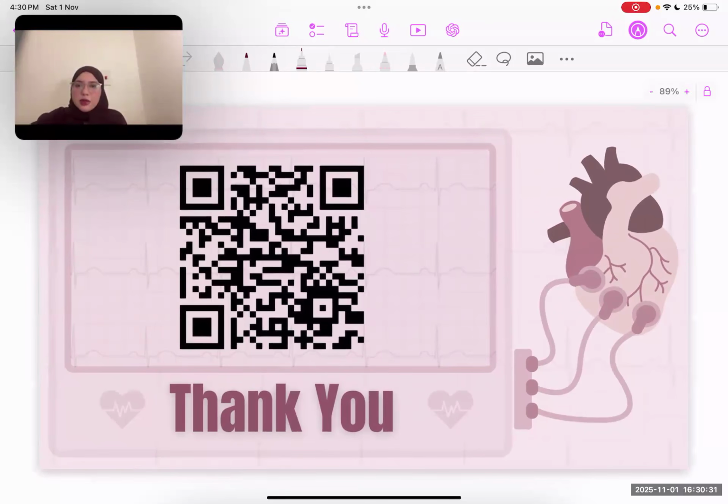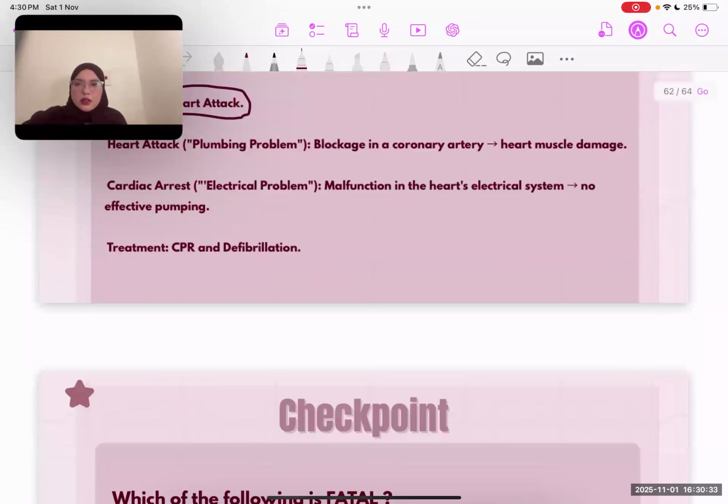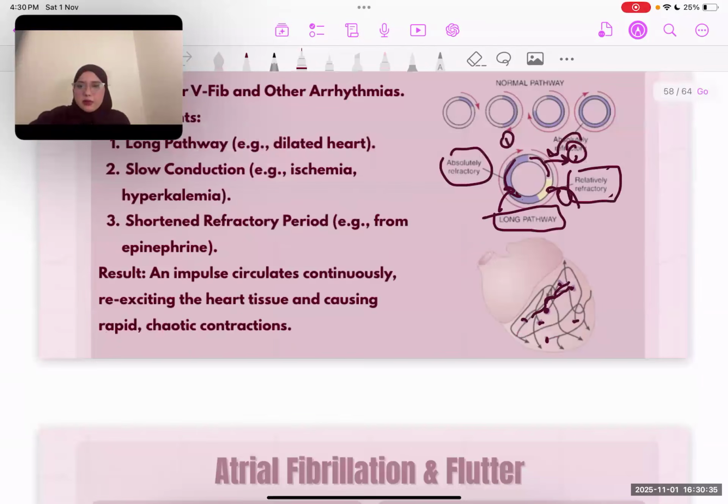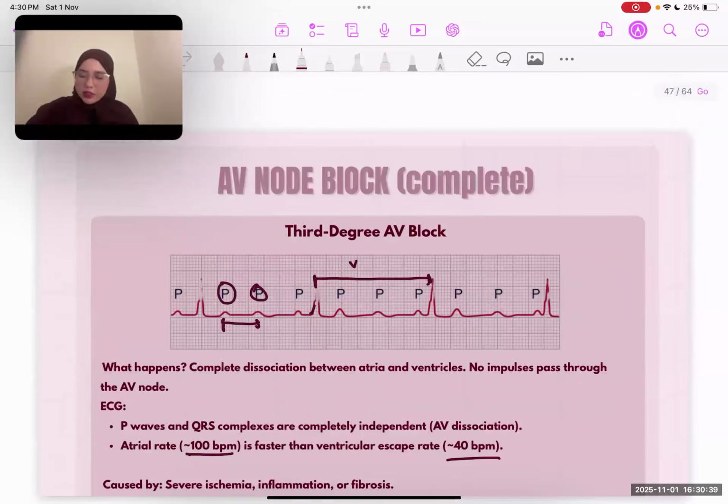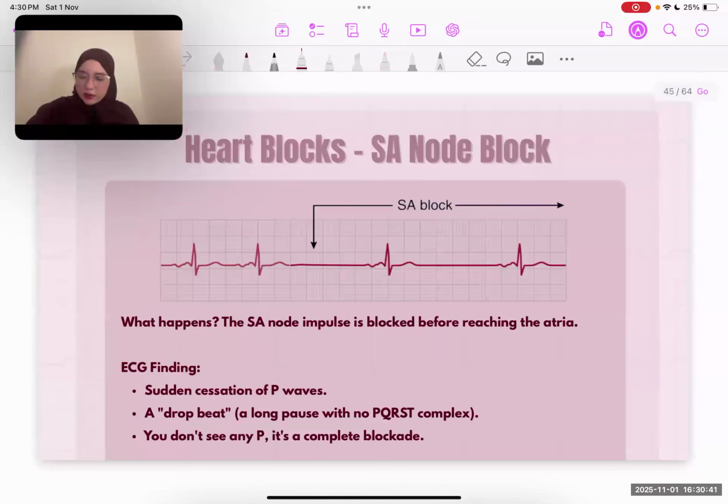Can you do the heartbeat? The calculating the heartbeat. Is that what you want? Okay, yes, we can go back to that. Let me give you a question and you can try solving it.